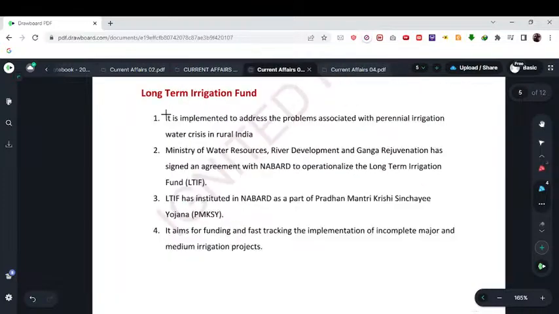Now the Long Term Irrigation Fund, or the LTIF. Now it is implemented to address the problems associated with perennial irrigation water crisis in rural India. It is under the Ministry of Water Resource, River Development, Ganga Rejuvenation, along with NABARD. Why NABARD? Because it is for rural India.